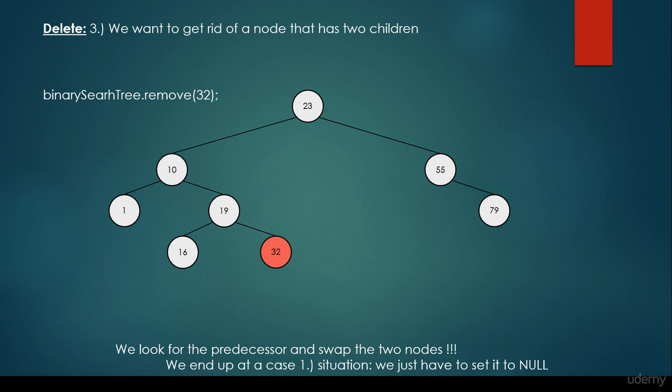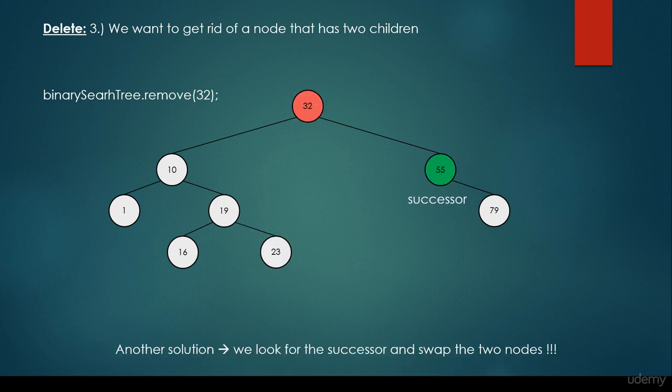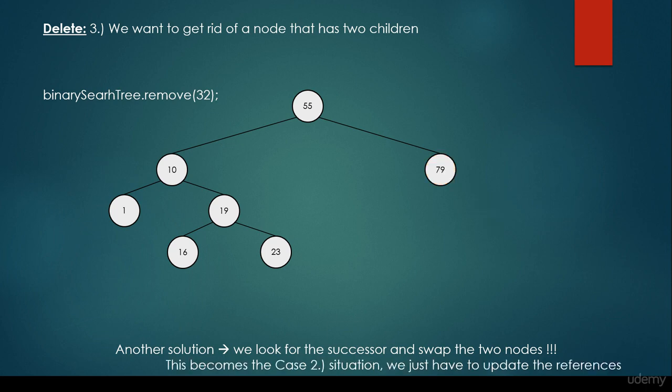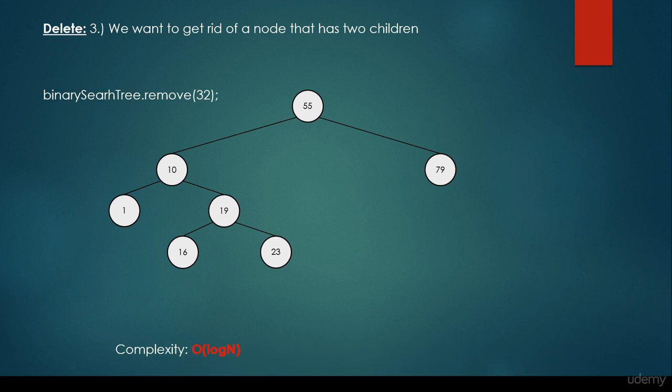Why is it good? Because as you can see now, the 32, the node we want to get rid of, is a leaf node, and we know how to deal with a leaf node. We just have to set it to null. This is exactly the same as we have discussed for binary search trees. We can also do it with the help of the successor. After the swap operation, we end up with a situation we have already considered. It's going to be a node that has a single right child. We just have to update the references accordingly. The time complexity is logarithmic, of course.